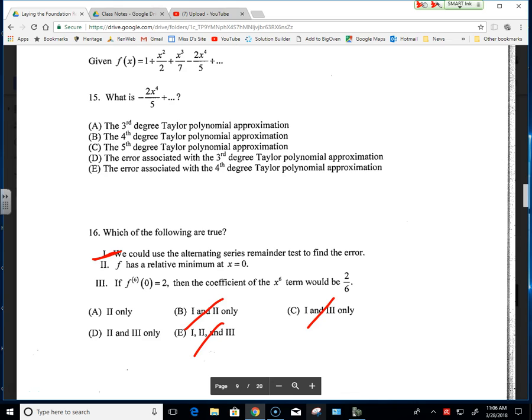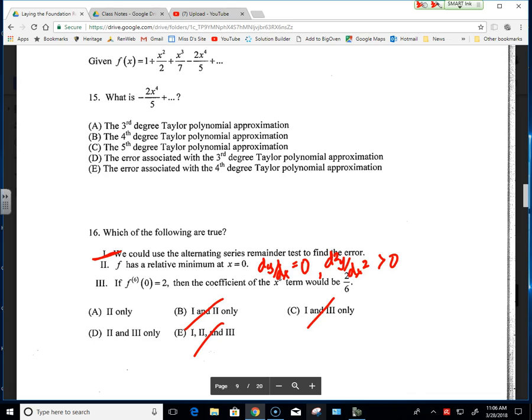Number 2, f has a relative minimum. Pause. Just go AB on me, right? Relative min. What do we know? First derivative equals 0. Second derivative must be positive. Now, must it be positive to have a relative min?